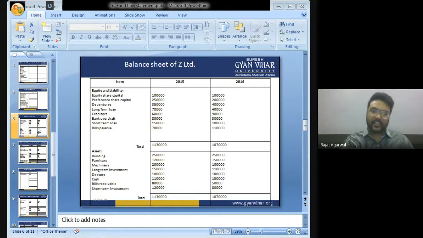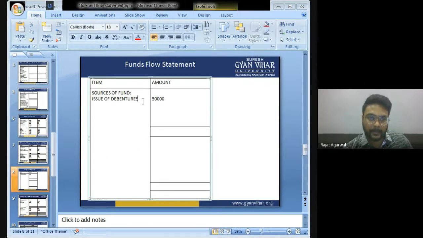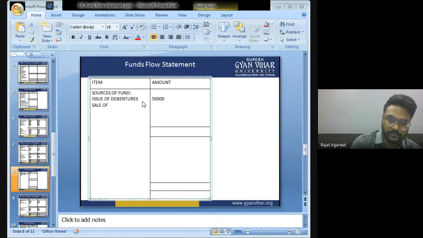Machinery. Machinery was 2 lakh in 2015 and only 1 lakh in 2016. It means we have sold machinery of 1 lakh. If we sell the machinery, will the fund come or go? Sir, the fund will come. So it is a source of fund. Sale of machinery 1 lakh.